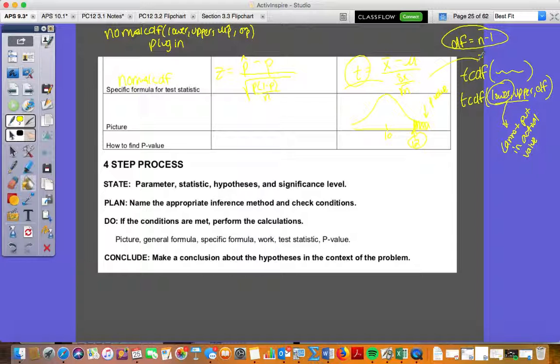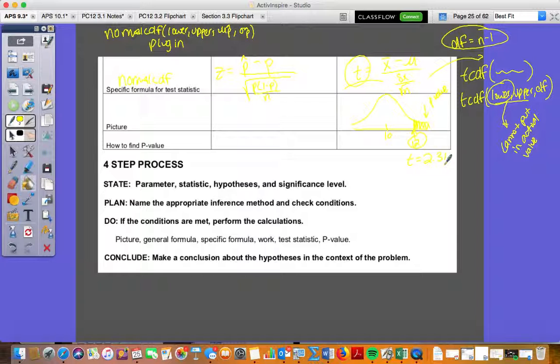Gotcha, Grace? There is a point, because when I do this and find, let's say I'm making this up, a T of 2.31 when I plugged it into my formula, I would still have to go back to my table B to find what that area is. Does that make sense?